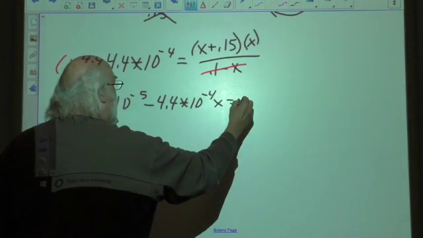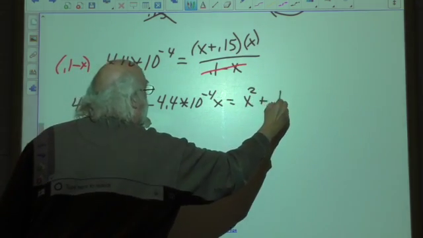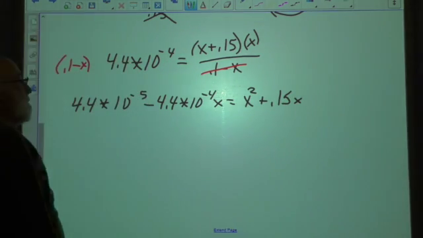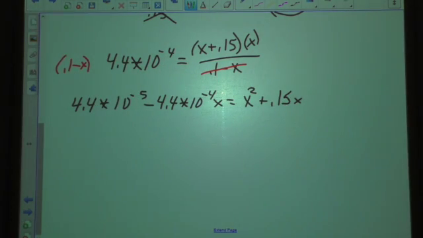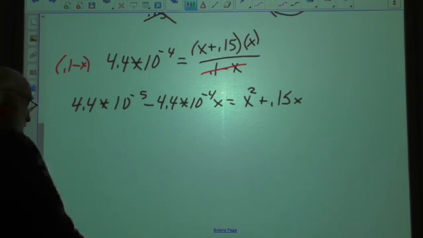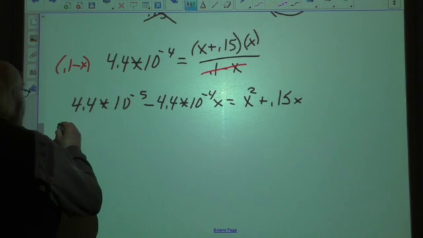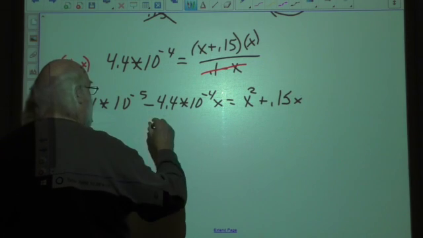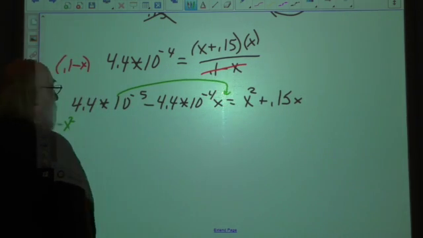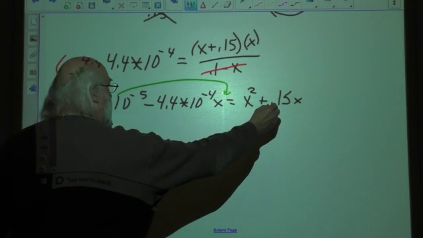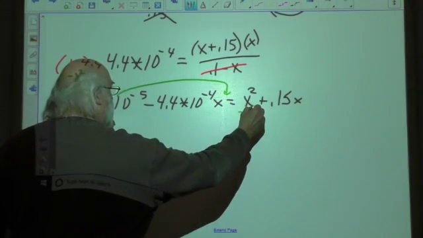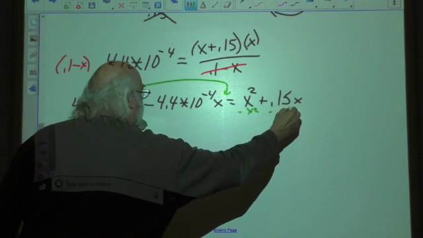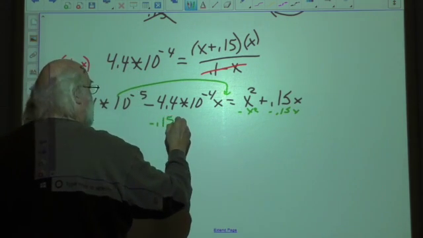And then we multiply this out, x squared plus 0.15x. And again, we could probably drop the 0.15, but I'm not going to do it. We're just going to play this out. So we're going to add a negative x squared here. In front of this, we're going to move this behind. That's going to go over there. And the 0.15x, we're going to subtract: the x squared minus 0.15x minus 0.15x.